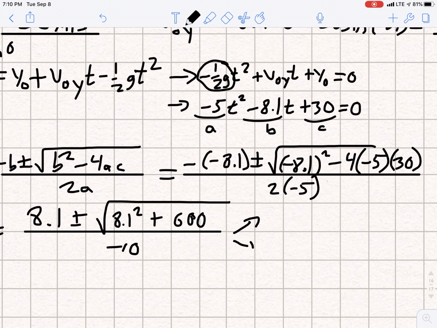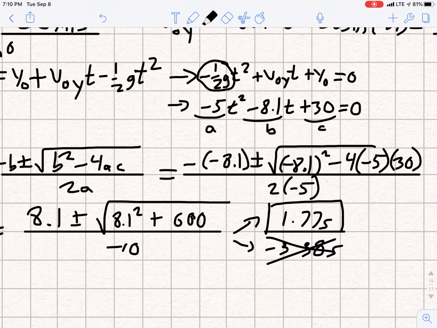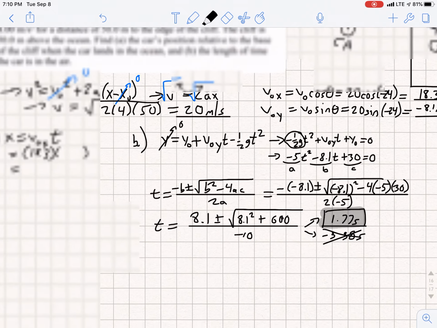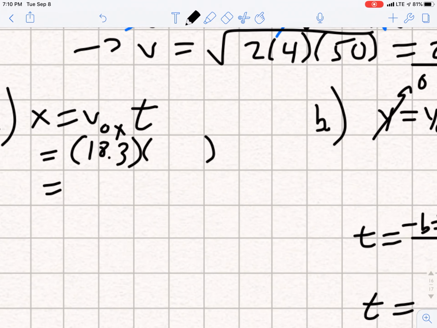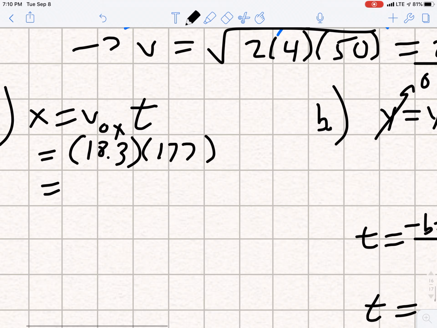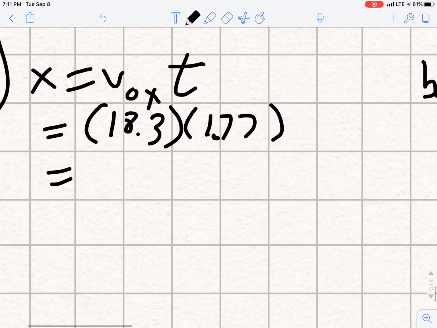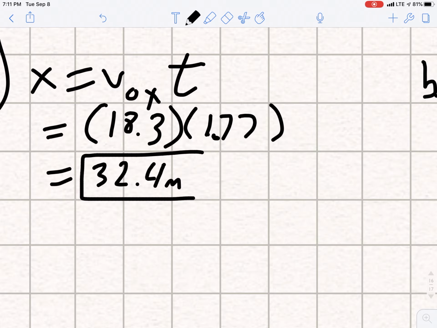Okay, that comes out to be 2 possible answers for time: 1.77 seconds and negative 3.38 seconds. Now we can't have a negative time, so 1.77 seconds is going to be our answer for how long it's in the air. Now that we have that, that makes part A pretty simple, because we just insert that value for time right here, 1.77 seconds, and we could see that the car would end up almost 32 and a half meters from the base of the cliff.